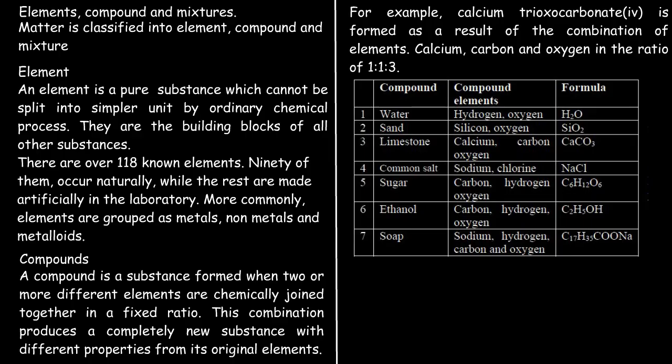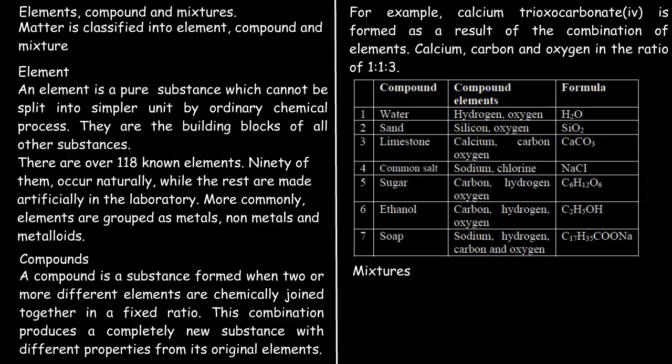The next is sand, which is made up of silicon and oxygen. Limestone is made up of calcium, carbon, and oxygen. Common salt is made up of sodium and chlorine, while sugar is made up of carbon, hydrogen, and oxygen. Ethanol is made up of carbon, hydrogen, and oxygen, while soap is made up of sodium, hydrogen, carbon, and oxygen, with their formula given also in the table.